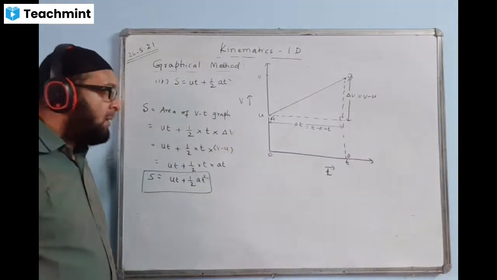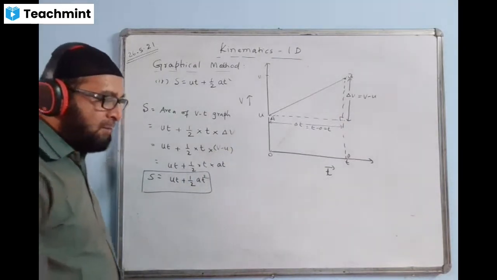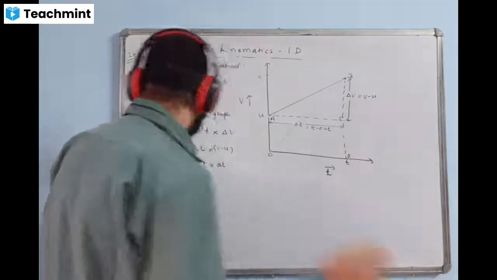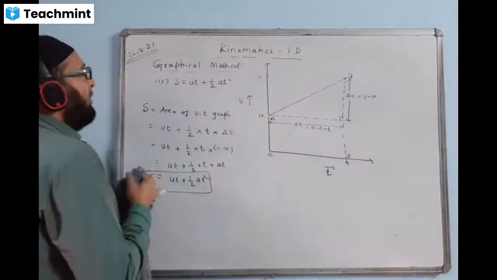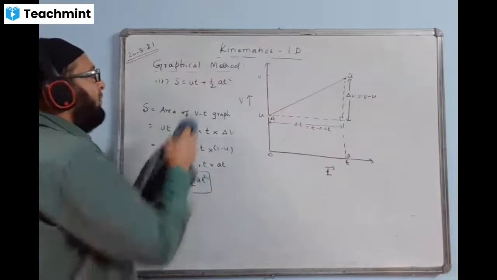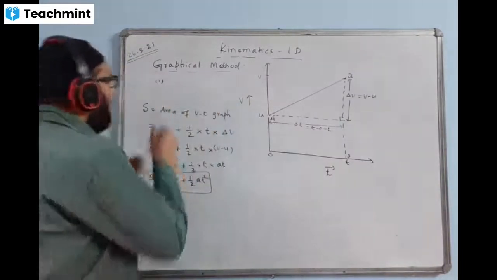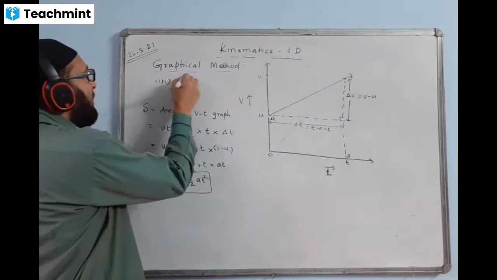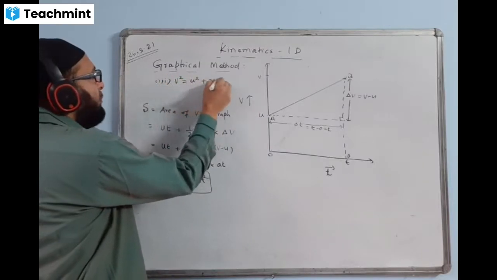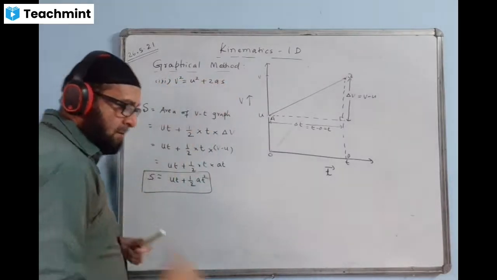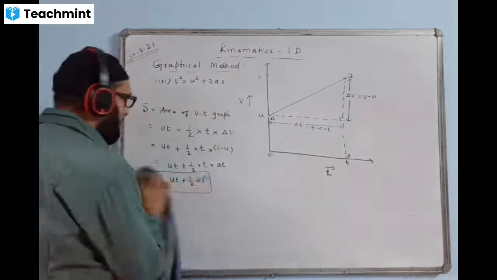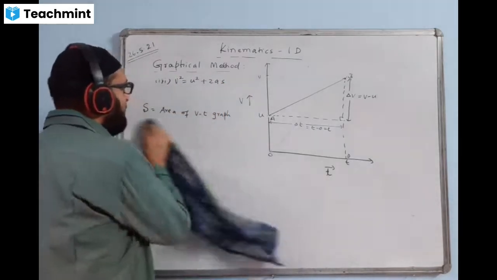Understood? Now formula number 3 we will do now. Formula number 3. What is that? V square is equal to U square plus 2AS. Okay. I'll show you how we can do it.